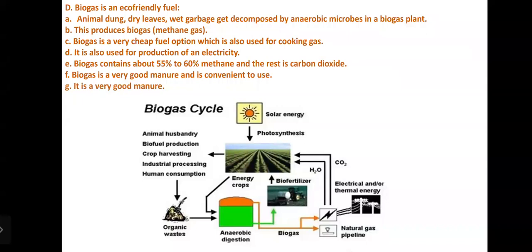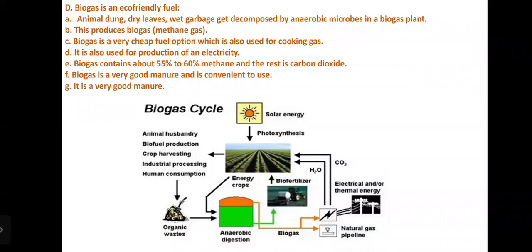Biogas is a very cheap fuel option which is also used for cooking gas. Since biogas is produced from animal dung, dry leaves, wet garbage, these are available everywhere. So this biogas is cheap, not very costly, and therefore it can also be used for cooking gas. Instead of LPG, CNG cylinders, we can also use biogas from these animal dung, dry leaves and wet garbage.